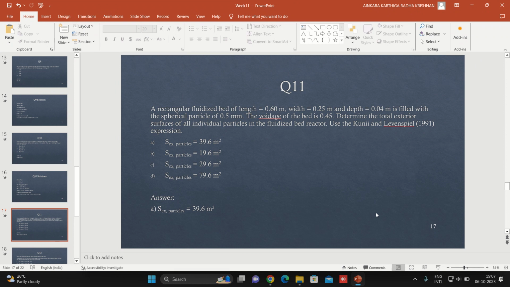Option A is 39.6 meter square. Option B is 19.6 meter square. Option C is 29.6 meter square. Option D is 79.6 meter square. This formula we have seen in a previous problem, where we were asked to choose from the answers. So similar to that, it is just a matter of substitution and calculation.